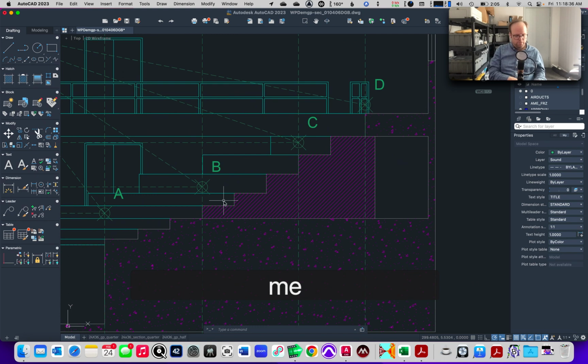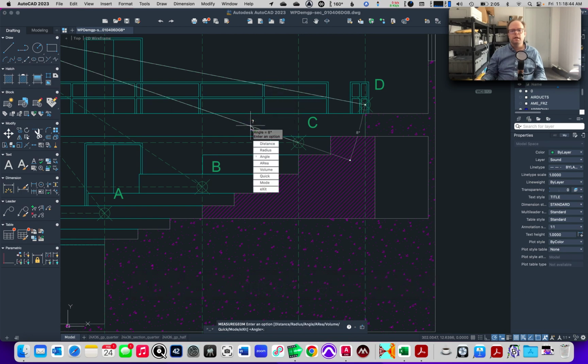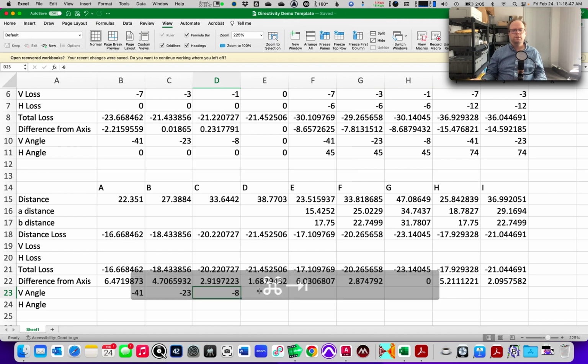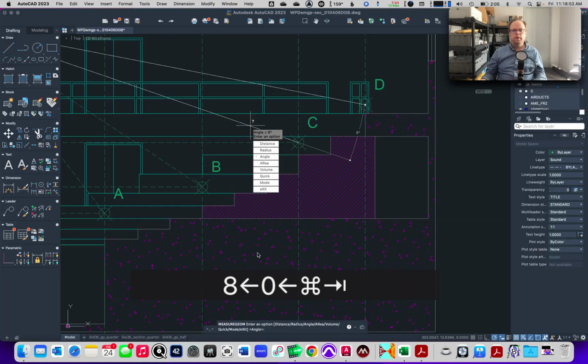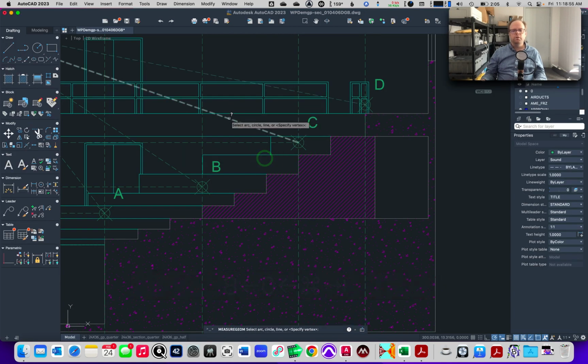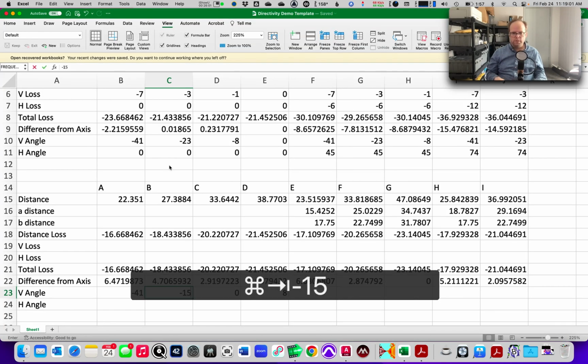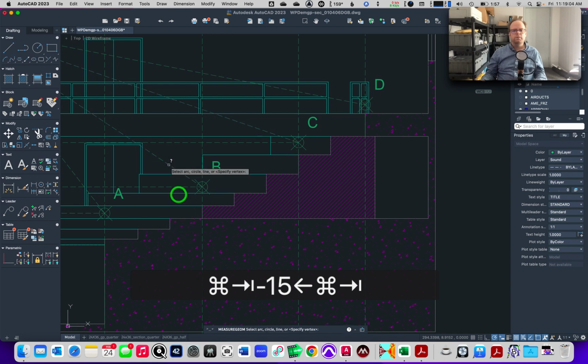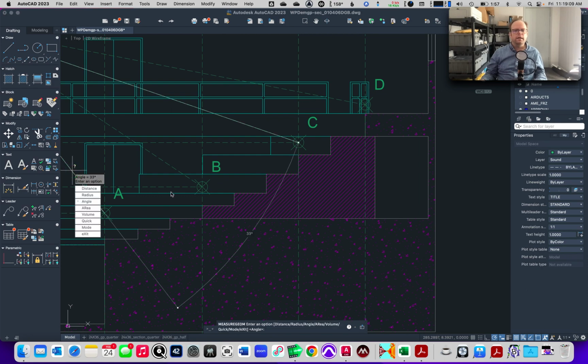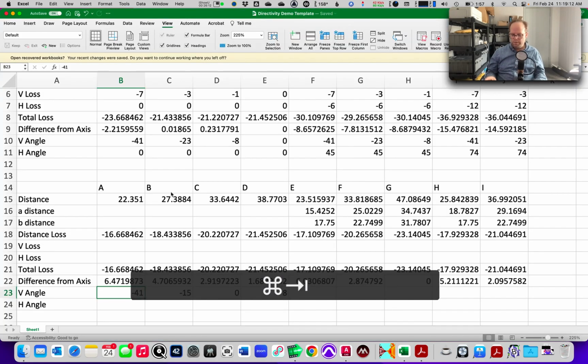So let's measure the angle between there and there. It is 8 degrees. So to seat D, it's going to be 8 degrees on the vertical. This will be 0. And then from here, I'm going to go from C to B, and that's minus 15 degrees. And let's measure from seat C to seat A. That is minus 33 degrees. Okay, so there are my vertical angles.